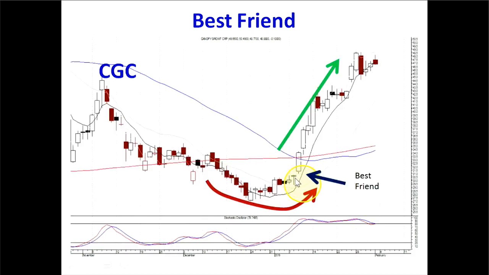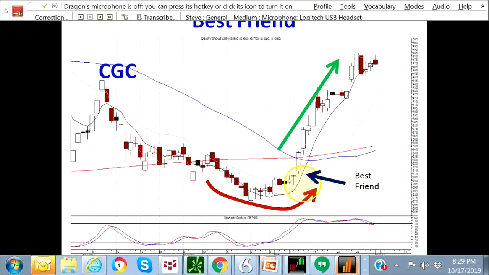Best friend coming out of this fry pan bottom, closing above the 50 and the 200. What did this little piece of information tell you? That there's a lot of bullish force starting to come into the investor sentiment. Prices move.